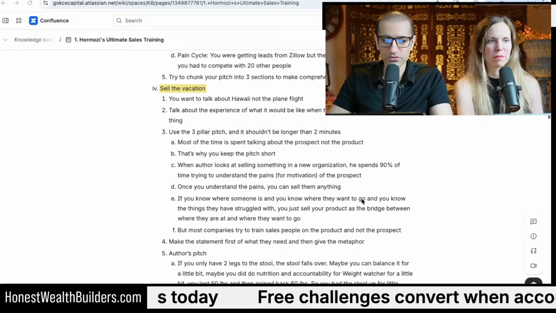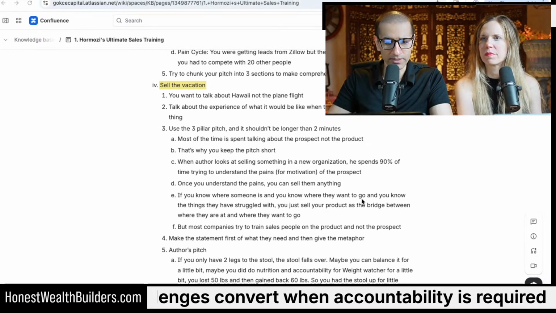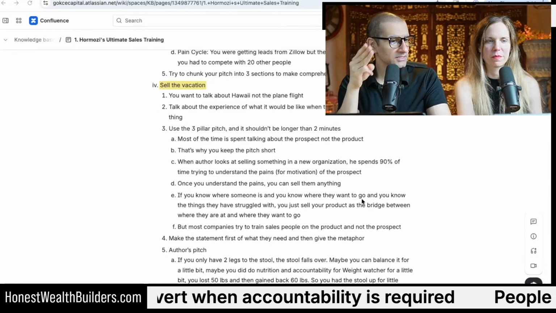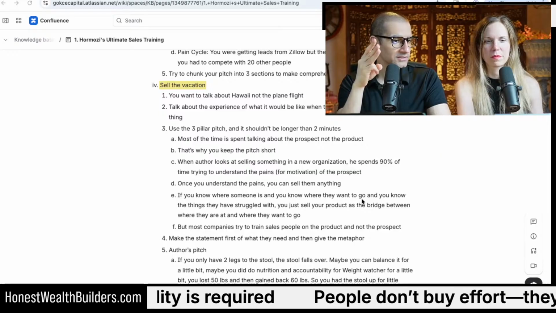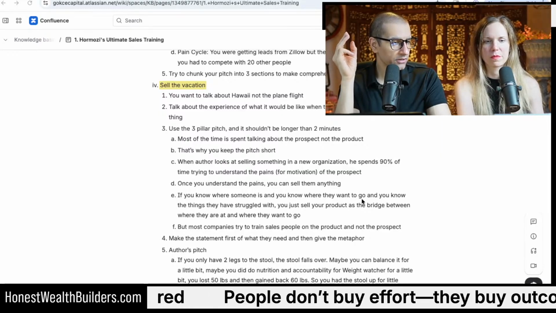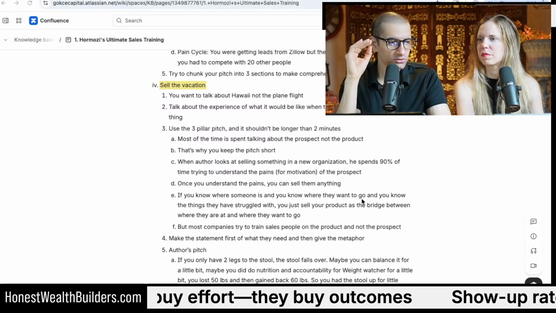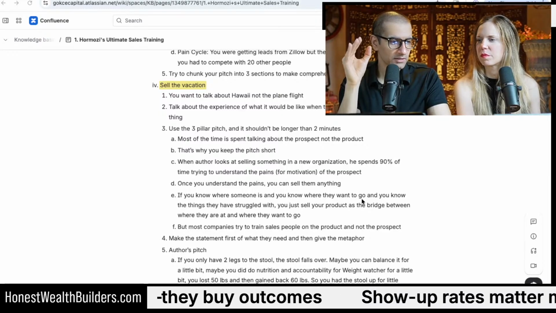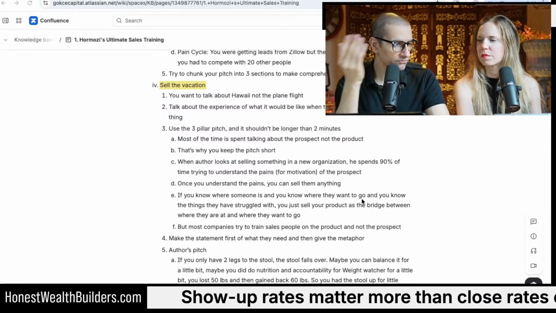Use the 3-pillar pitch. It shouldn't be longer than 2 minutes. The 3-pillar pitch is essentially 3 legs of a stool, 3 components that make your experience, your service, your solution special, and give it a competitive advantage. So for example, we have this mentorship.